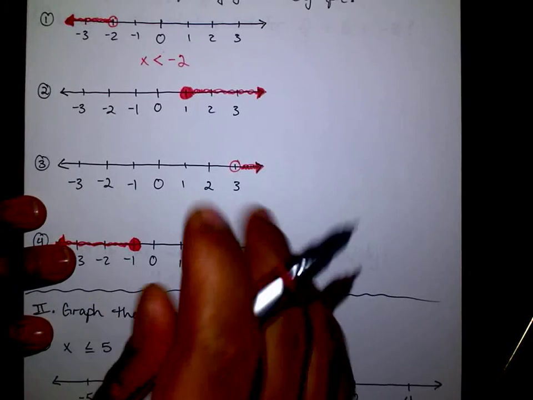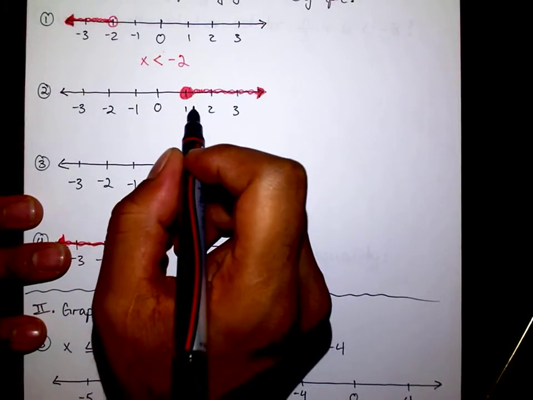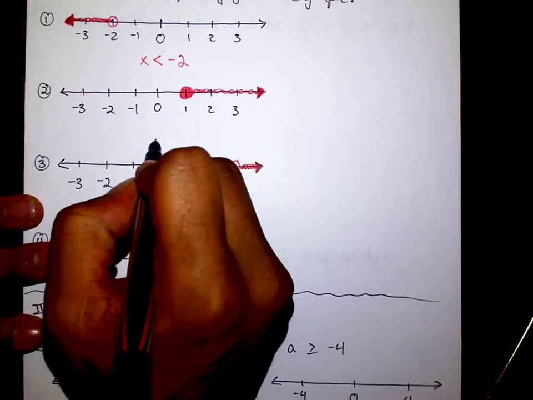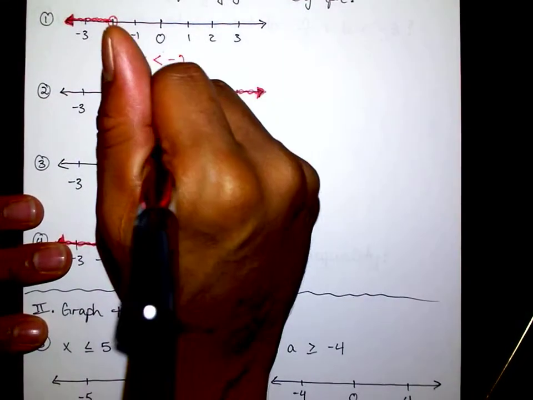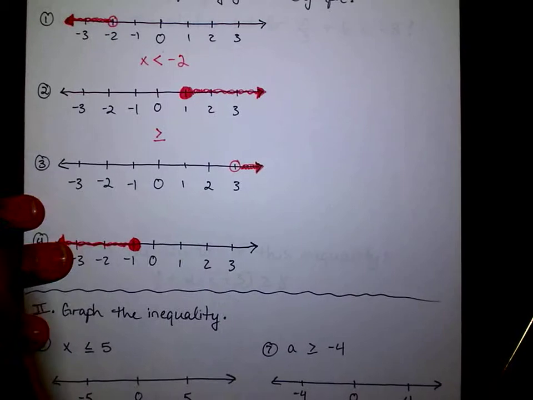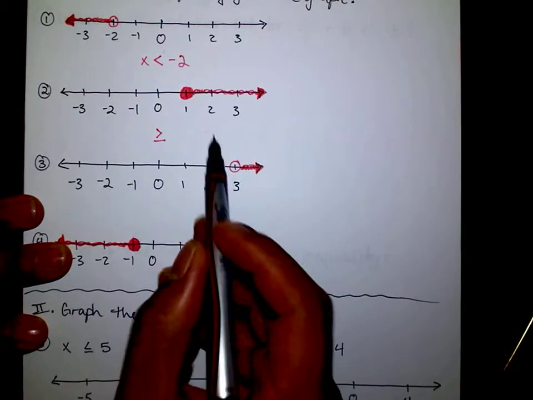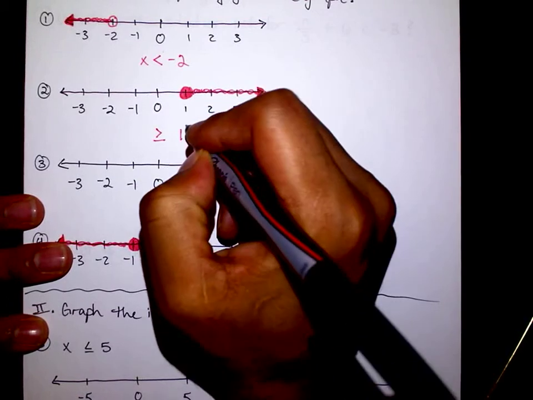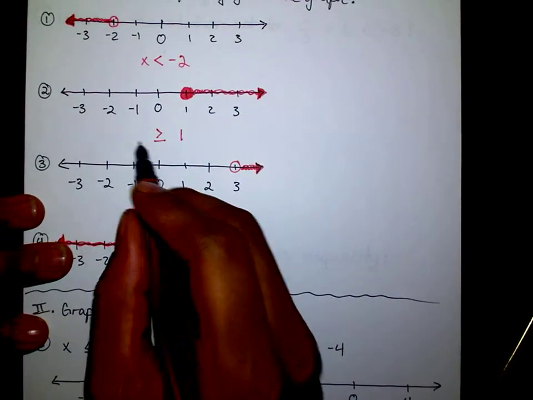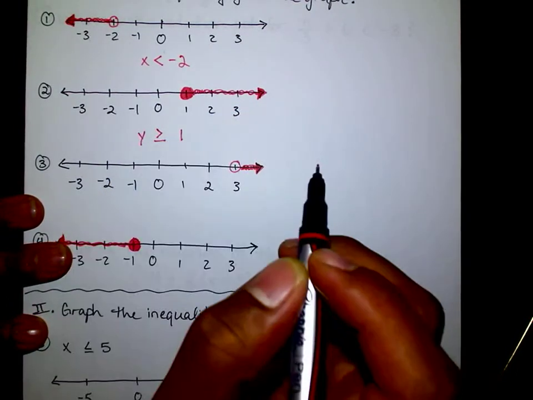Alright, let's take a look at this one. This is closed, so we know we're going to have a line underneath, shaded to the right, so it's greater than. And the number here is 1. So we're going to go ahead and put a 1. And we can let our variable be y. Okay?